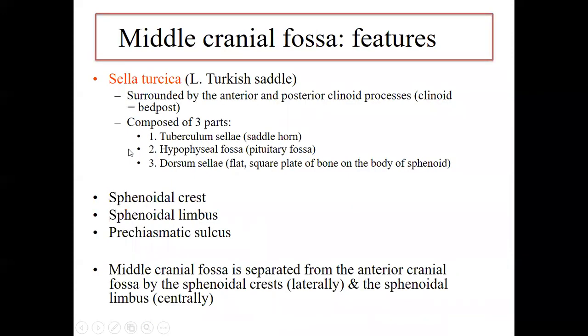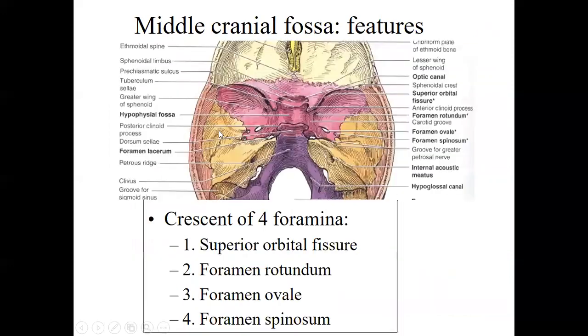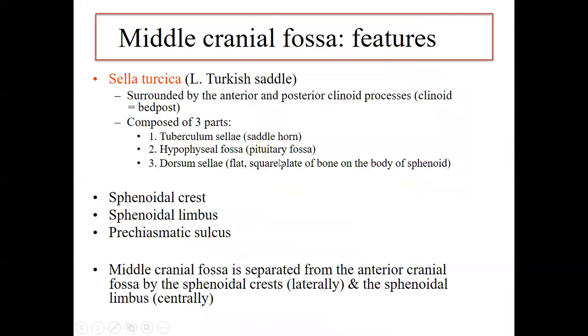Okay, now we're going to discuss the sella turcica specifically. Sella turcica, in Latin, is known as the Turkish saddle. It is surrounded by the anterior and posterior clinoid processes. If you see here, this is the anterior clinoid process and this is the posterior clinoid process. So the sella turcica is surrounded by these processes.